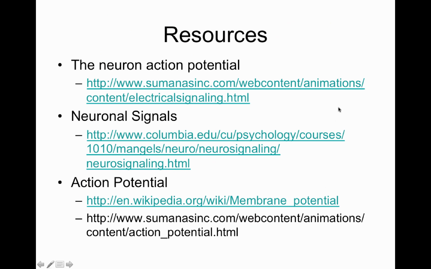So to finish, I have put some resources that I would like you to explore to get more information. You have the neuron action potential being explained in this website. You have a website from Columbia University explaining neural signaling, and you have a small animation on action potentials from the SYNAPSE website, as well as a good explanation of it from Wikipedia.